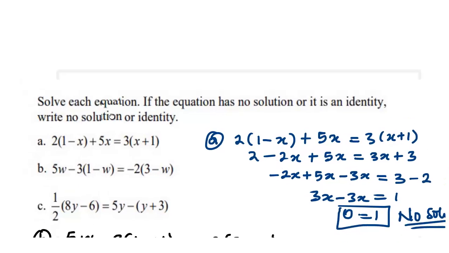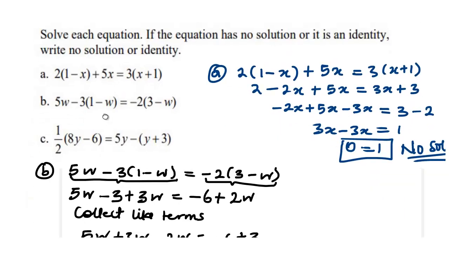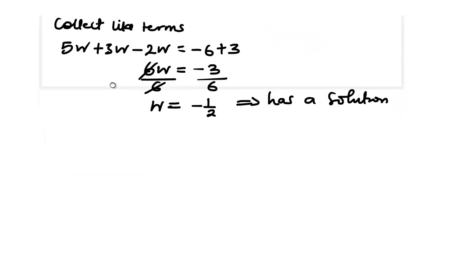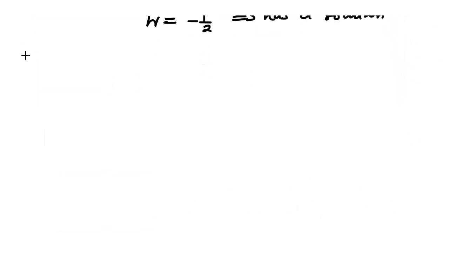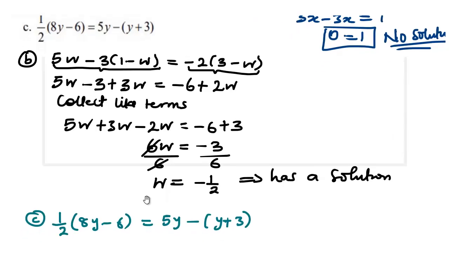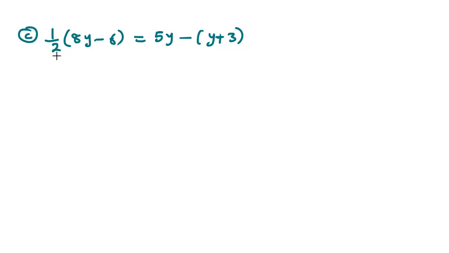Okay, so let's go to C. Let me see where I can put C. Yeah, I think I can put C up here. So for C, we have 1 over 2 into bracket 8y minus 6 is equal to 5y minus into bracket y plus 3. So let's confirm before I start solving. So now what we want to do is solve this and make our deduction.